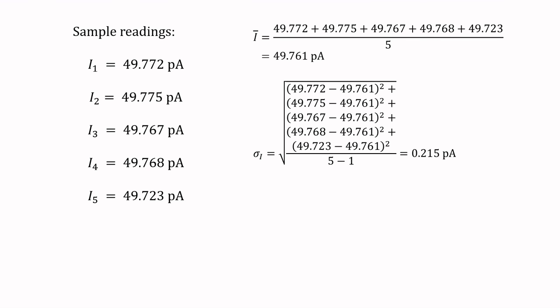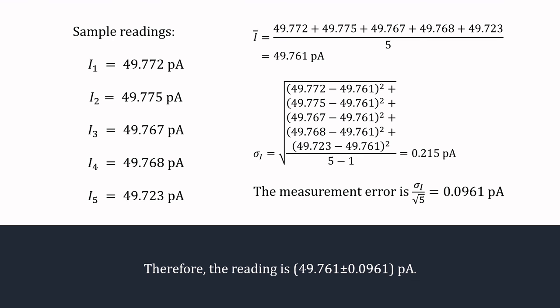Next, the measurement error is given by the sample standard deviation divided by the square root of 5, and I got 0.0961 picoampere. Finally, I quote the reading as 49.761 plus minus 0.0961 picoampere.